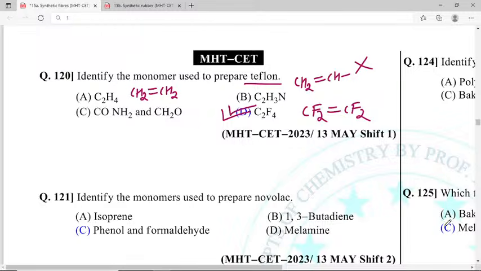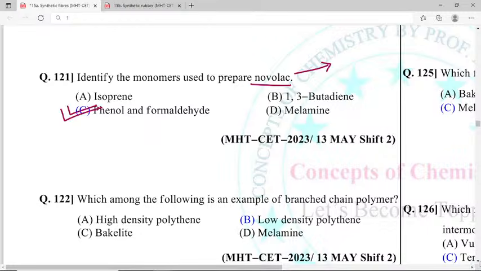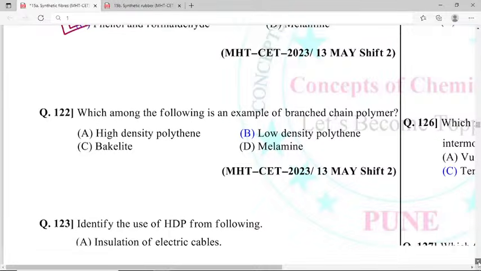Identify the monomer used to prepare novolac. Novolac is obtained from phenol formaldehyde, and from novolac we prepare bakelite. Novolac is linear. Novolac to bakelite, it is used for making paints. It is linear. So the answer is phenol formaldehyde.